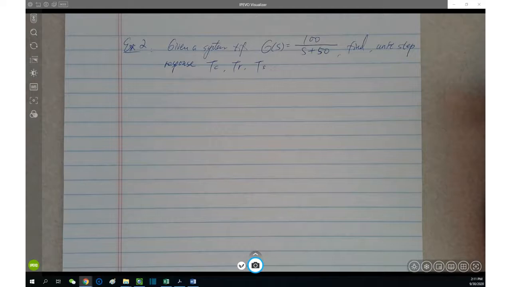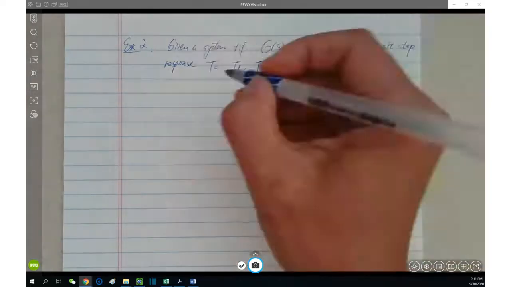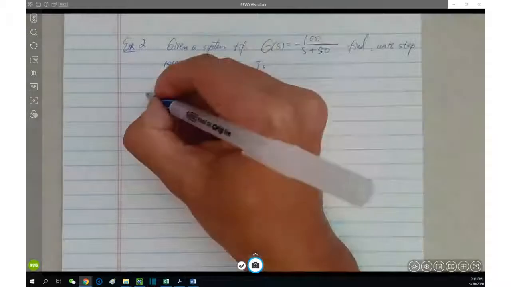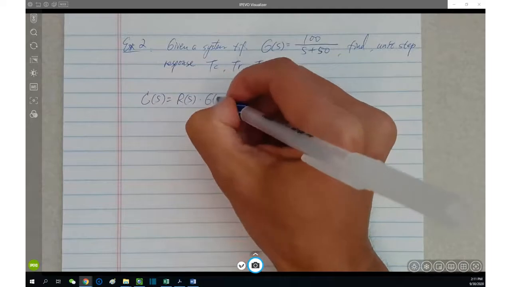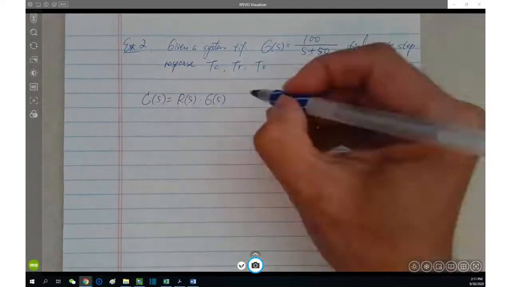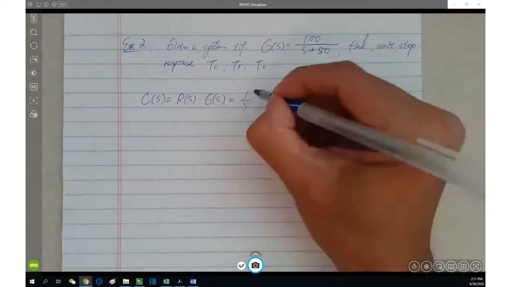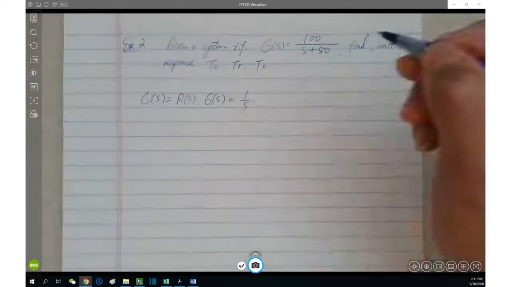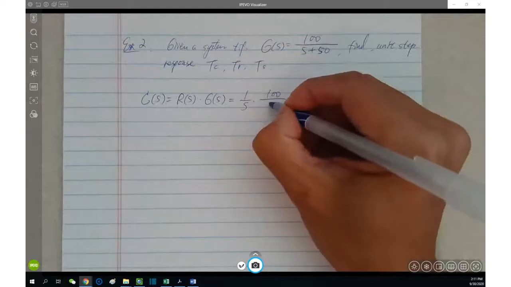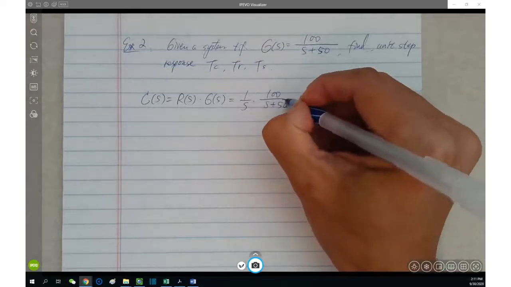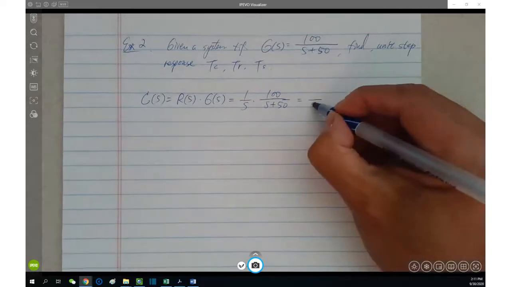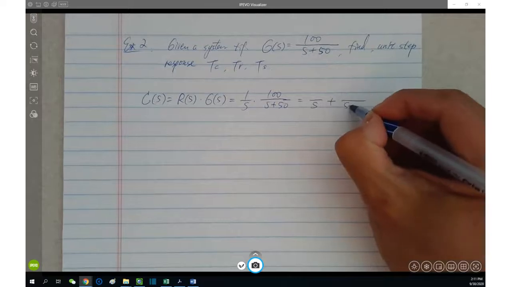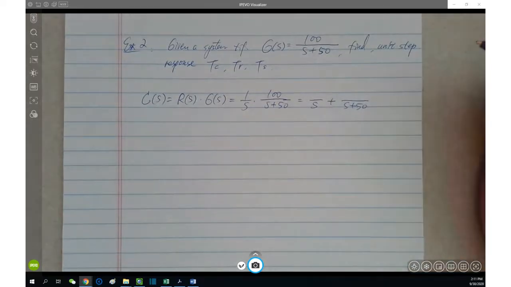So once again, same idea. You're talking about the output. Okay, we get the output: C of S equals R of S times G of S. Right? And then unit step input times G of S. And from here, you're going to do the partial fraction by doing this, right? And then you find the two coefficients in the numerators respectively.